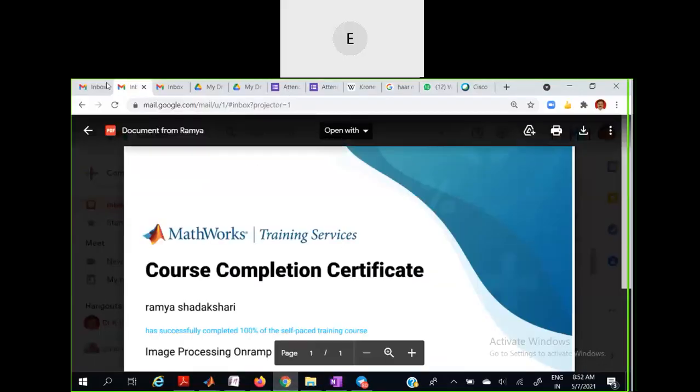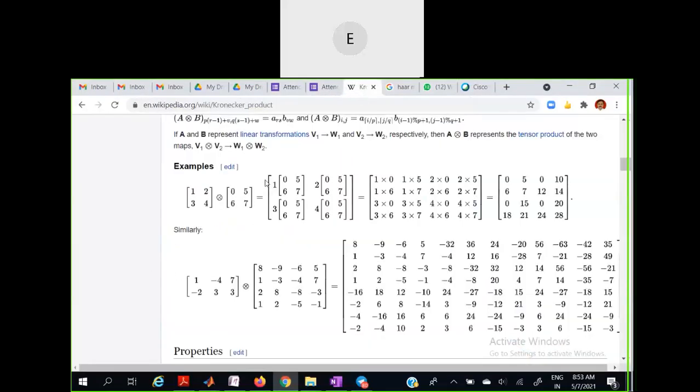Let me go to this. So this is from the internet. Okay, I've just opened it. Assume that I have two matrices and I want to find the Kronecker product of these two. Carefully observe what I am doing. The first element into the matrix, second element into the matrix, third element into the matrix, fourth element into the matrix. This is how you find it. So when I multiply this, I'll get some values.